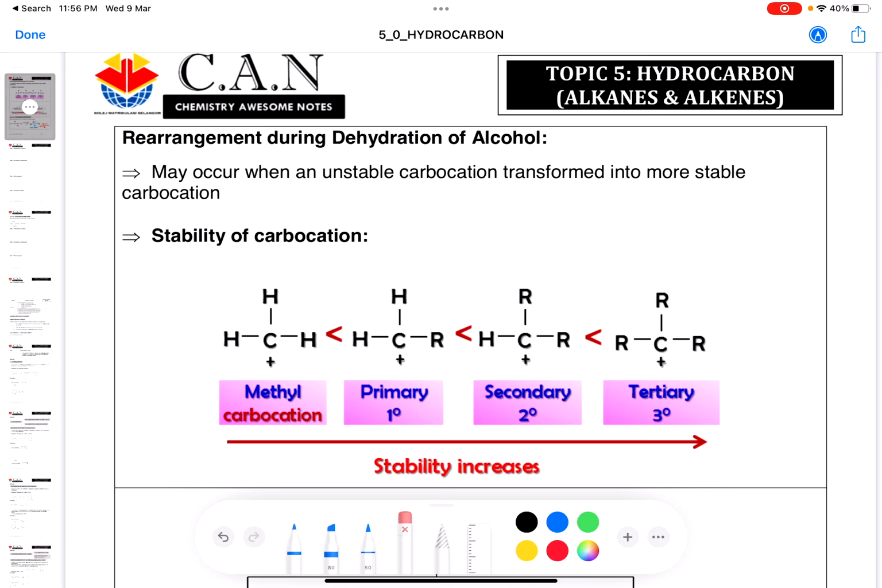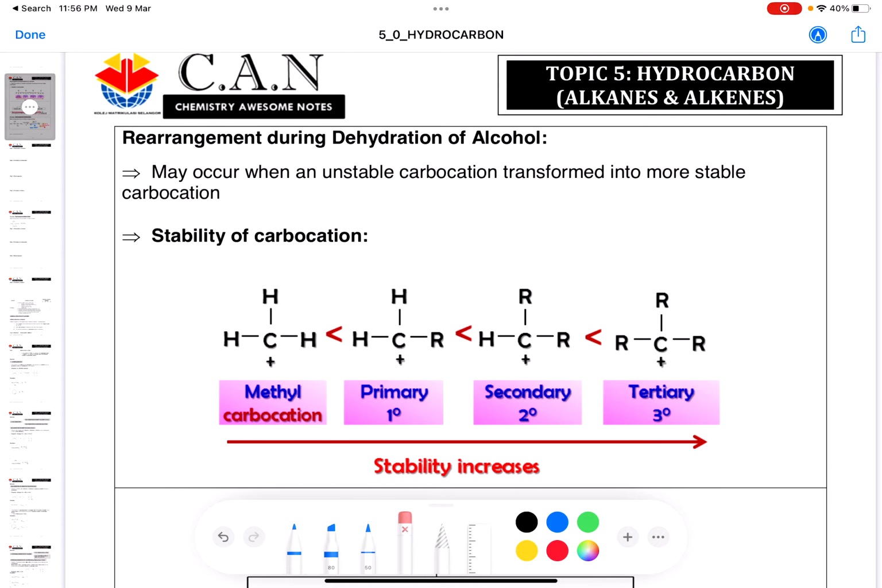In this video, I'm going to explain the mechanism of dehydration of alcohol, but with an additional step which is rearrangement. In the previous video, I showed you the mechanism of dehydration of alcohol. We had 3 steps: step 1, 2 and 3. But in this mechanism, I'm going to add one more step, and as I mentioned before, it's about rearrangement.